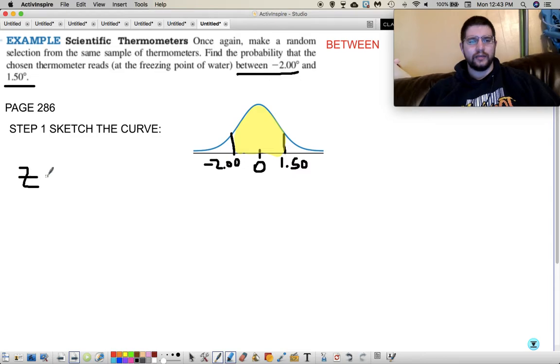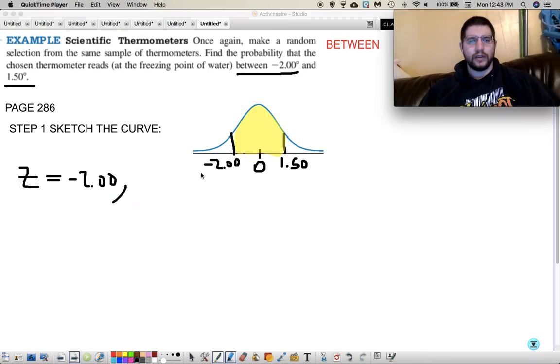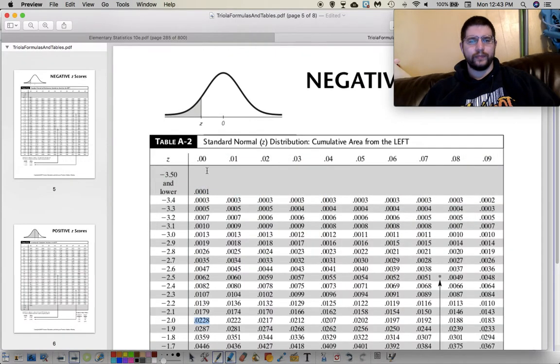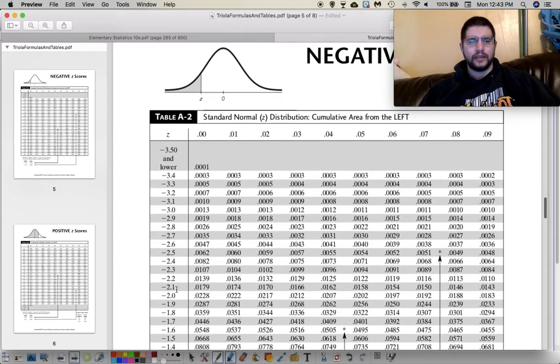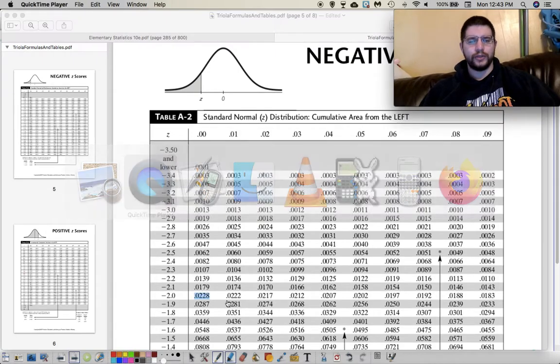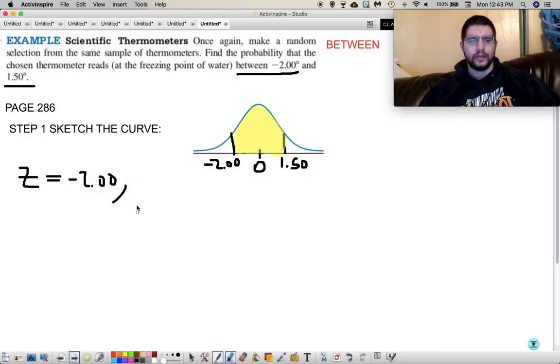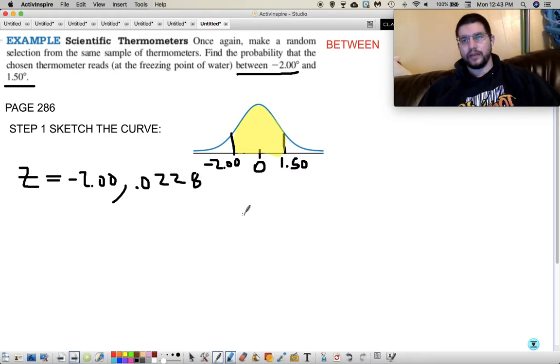If z is negative 2.00, what do we get from the chart? Let's find out. So z is negative 2.00, and we get this number right here, 0.0228. Now let's think about what that means.